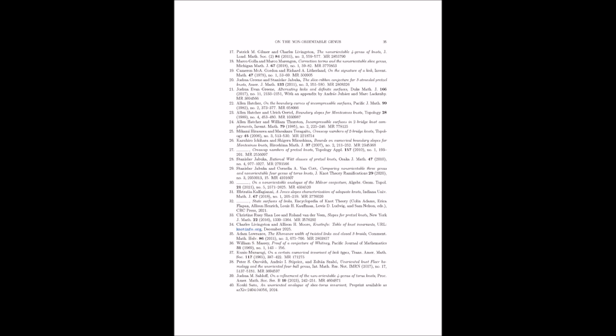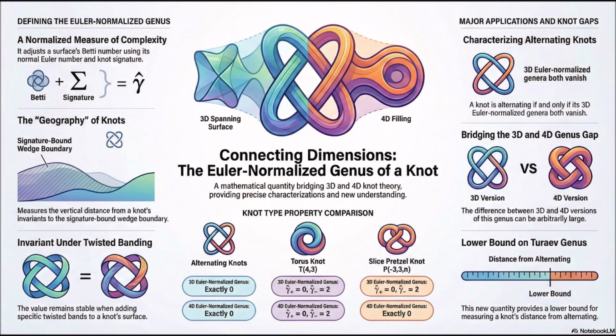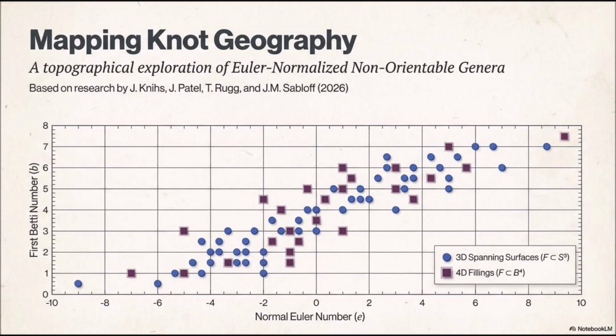If both the plus and the minus normalized genera are 0, the knot is alternating. If even one of them isn't 0, it's not. It's a perfect test. It establishes that gamma hat really is a measure of how non-alternating a knot is. The more non-zero it is, the further from that simple ideal you've strayed. That is a very clean result, and it leads them directly to discussing the Turaev genus.